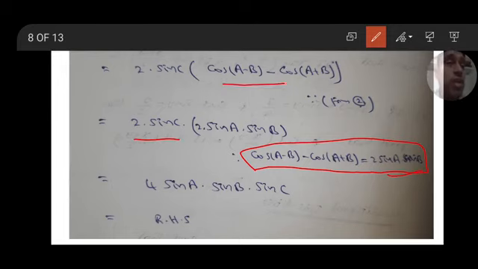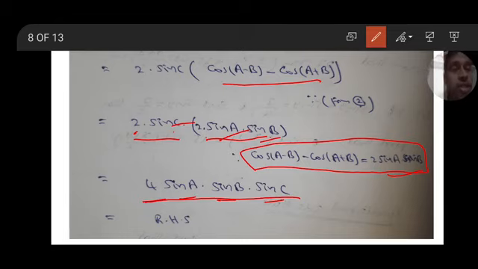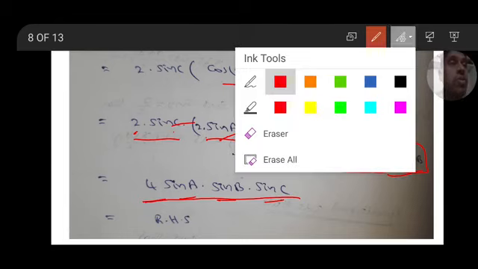Therefore 2 sin c, and this is the formula 2 sin a sin b. 2 into 2, that is 4 sin a sin b into sin c. That is 4 into sin a sin b sin c. That is the RHS. This is the problem.